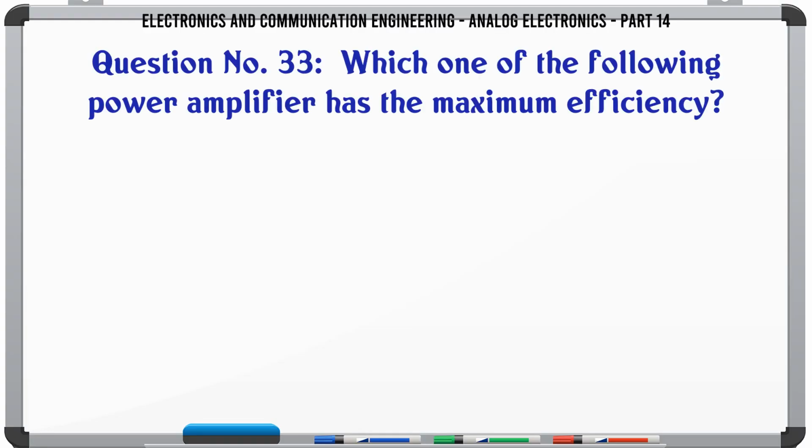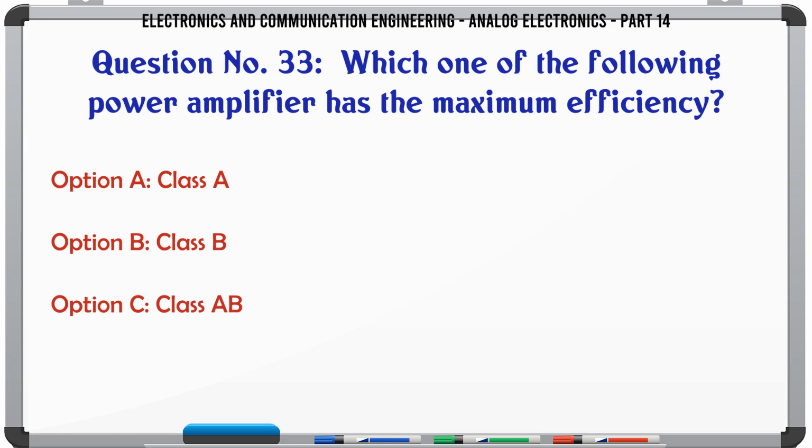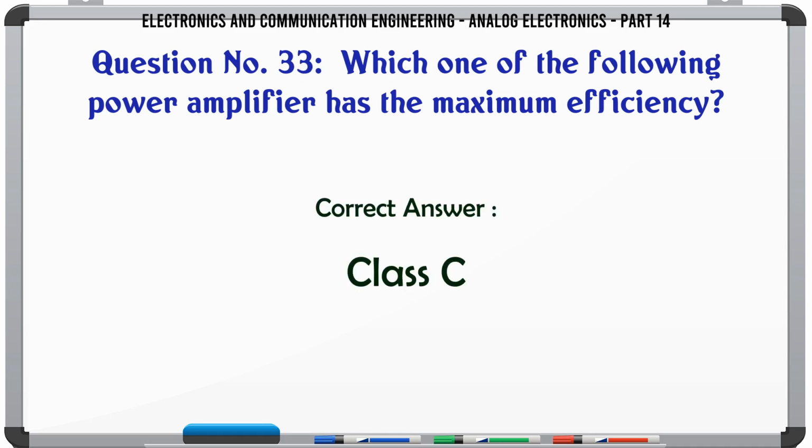Which one of the following power amplifiers has the maximum efficiency? A. Class A, B. Class B, C. Class AB, D. Class C. The correct answer is class C.